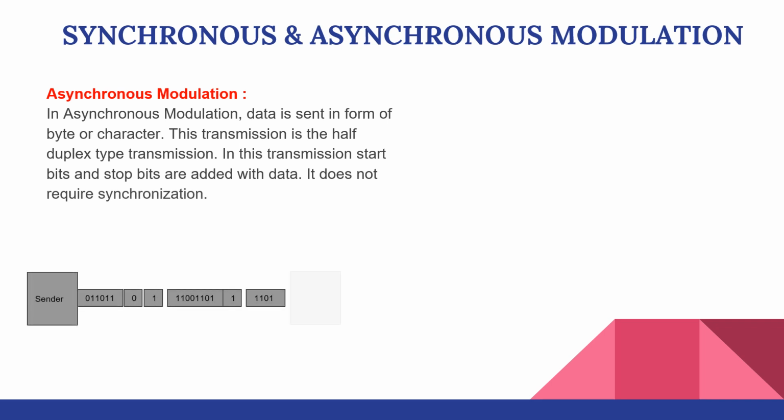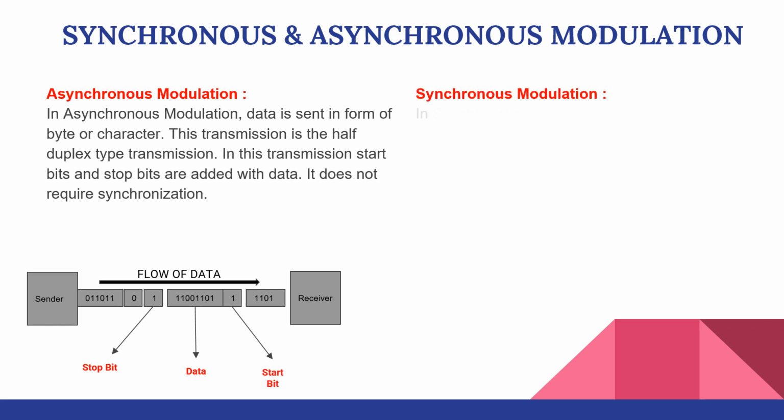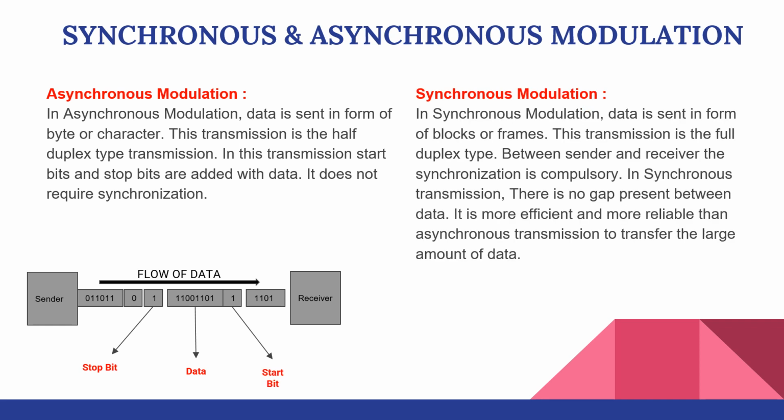Now comes synchronous modulation. In synchronous modulation, data is sent in the form of blocks or frames. This transmission is the full duplex type. Between sender and receiver, the synchronization is compulsory. In synchronous transmission, there is no gap present between data. It is more efficient and more reliable than asynchronous transmission to transfer a large amount of data.